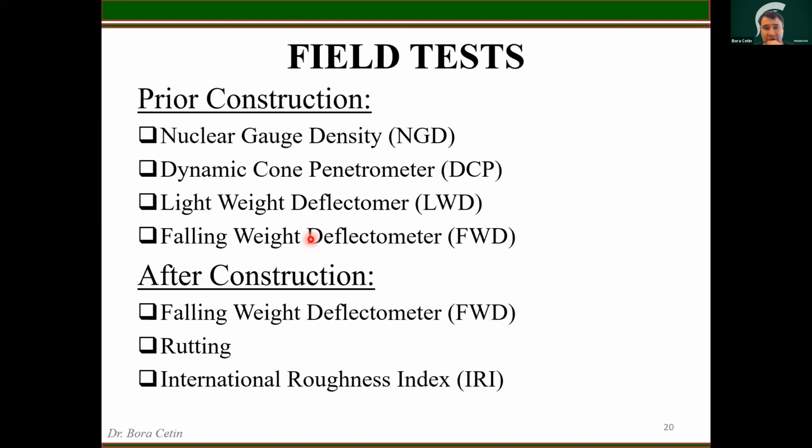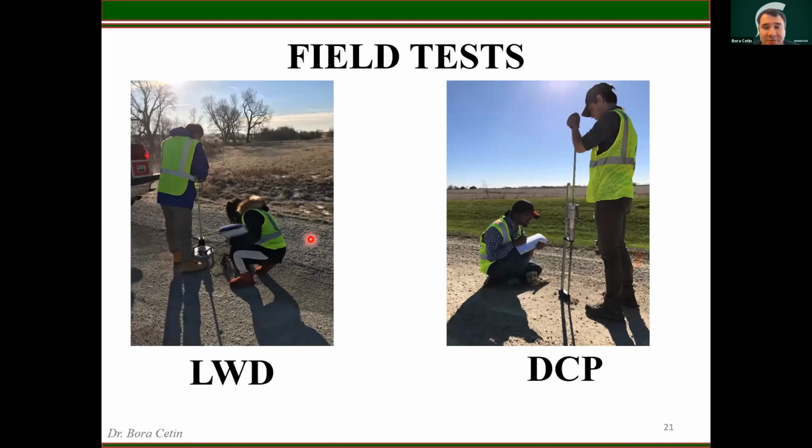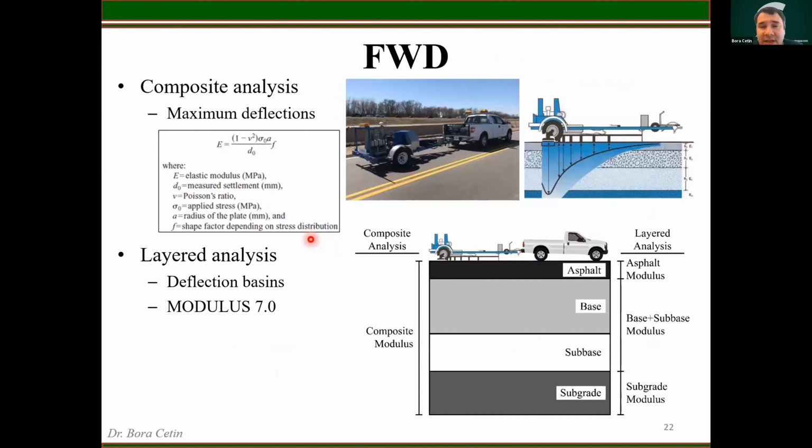Today, I will mainly focus on the after construction FWD test results because of the limited time, but I'll be happy to share other results with you after the meeting if you email me. And here are some examples of LWD and DCP equipment. Again, LWD is the lightweight deflectometer and DCP is the dynamic cone penetrometer. And the main test that we really focused on is the FWD, falling weight deflectometer testing equipment.